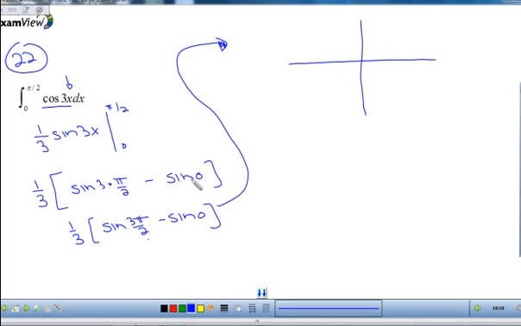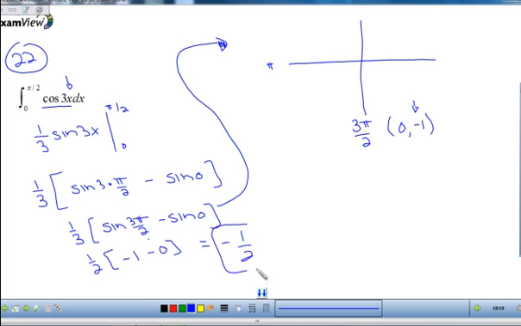Okay, so 3 pi over 2 is pi and a half. And this is 0, negative 1. So sine of 3 pi over 2 is negative 1. Sine of 0 is 0. So I get negative 1/3.